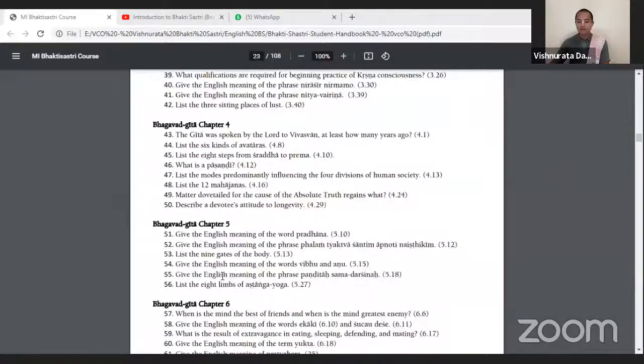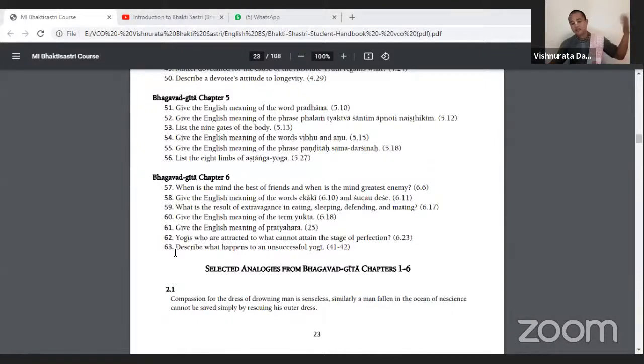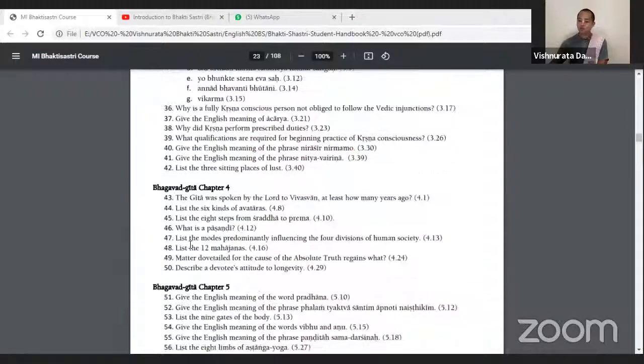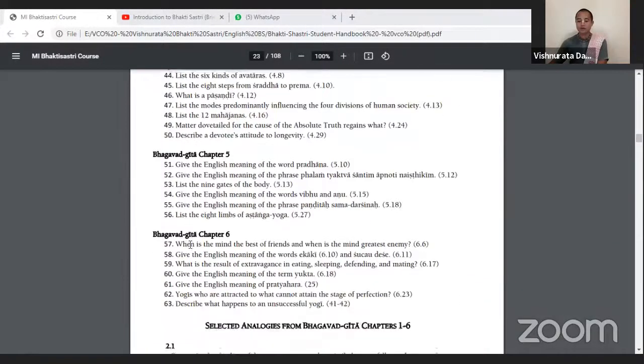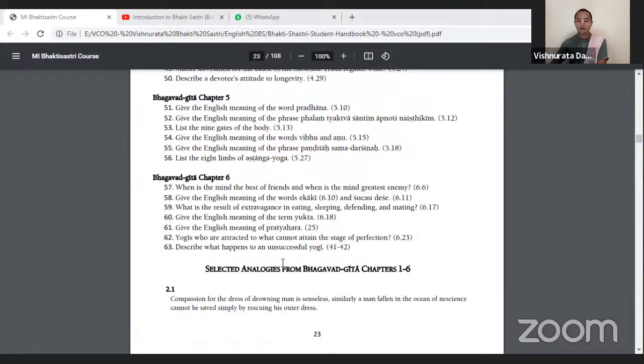Out of all these questions, for the first unit there are 63, but for the later units, like unit 2, 3, and others, there will be fewer questions. Because this unit is quite intense, there are 63 questions. Out of these 63, I will pick only 20 questions for you, so you can prepare well in advance. You answer these, and the reference is also given here. You just go to that particular verse and purport by Srila Prabhupada and prepare yourself.